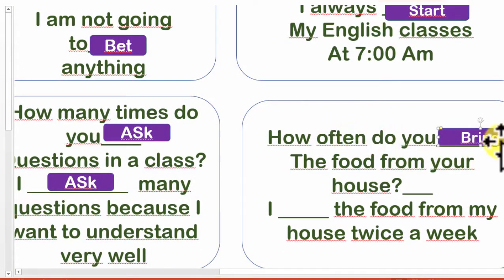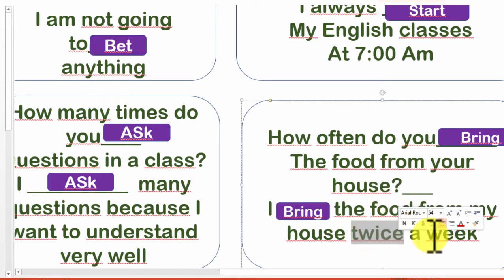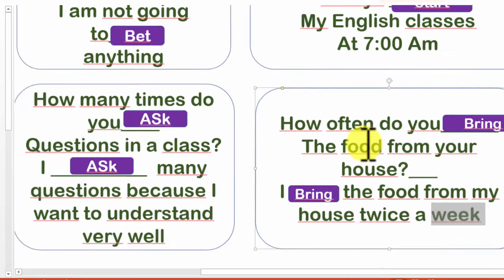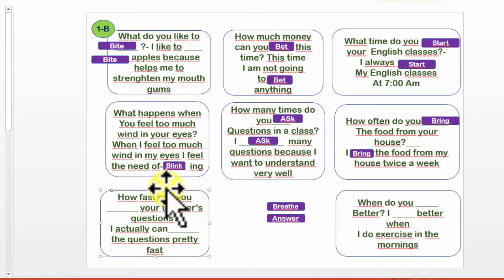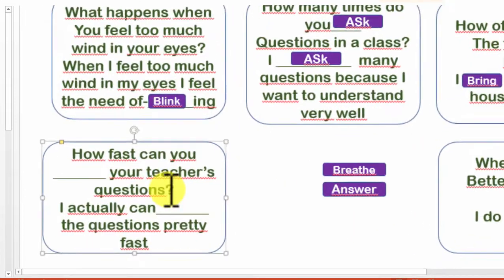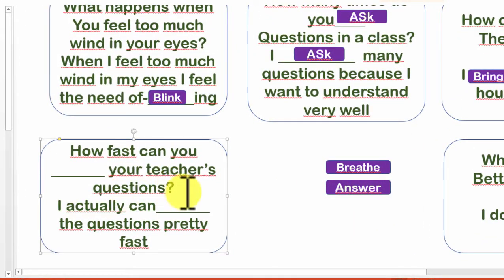How often do you bring? ¿Y qué significa bring? Muy bien, traer. How often do you bring the food from your house? Dice, I bring the food from my house twice a week. Recuerden que twice significa dos veces y week por semana, twice a week. Muy bien.